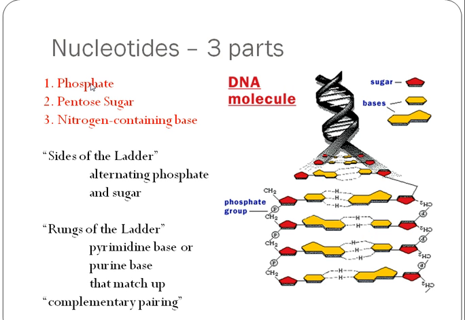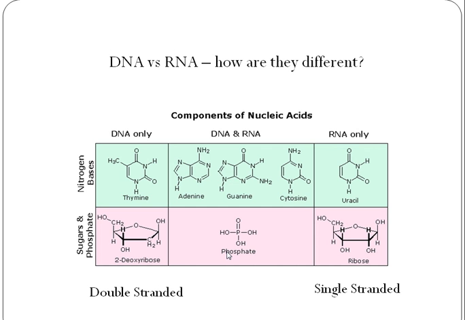What's it made up of? Well, a phosphate. Here are the phosphate groups on the sides of the ladder. The sugars are on the sides of the ladder, so it's phosphate, sugar, phosphate, sugar, phosphate, sugar on both sides of these ladders. And then the rungs are the nitrogen-containing bases. So that would be our A, T, C, and G, and there's complementary pairing that goes on.